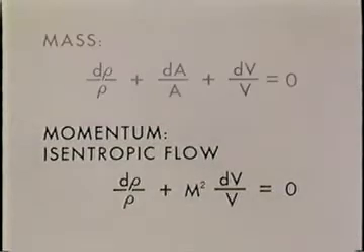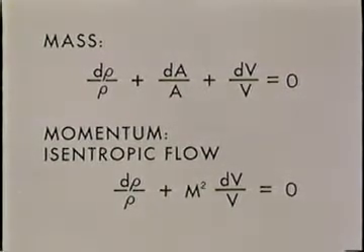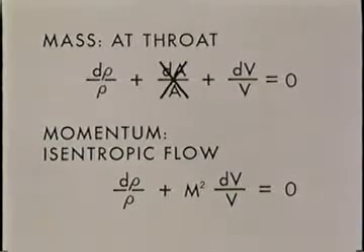For nearly parallel flow, we can also relate changes in density and velocity to changes in channel area by the one-dimensional continuity equation in differential form. Now let's consider flow at the throat, where the area is locally constant. We have two algebraic equations for d rho and dV.